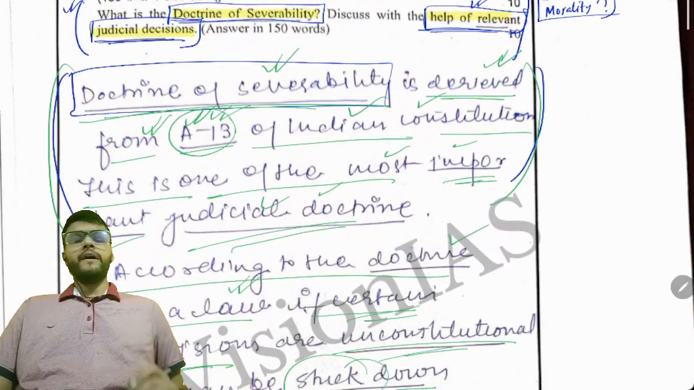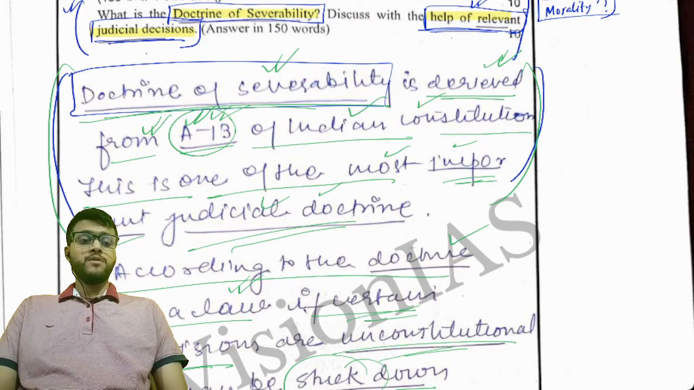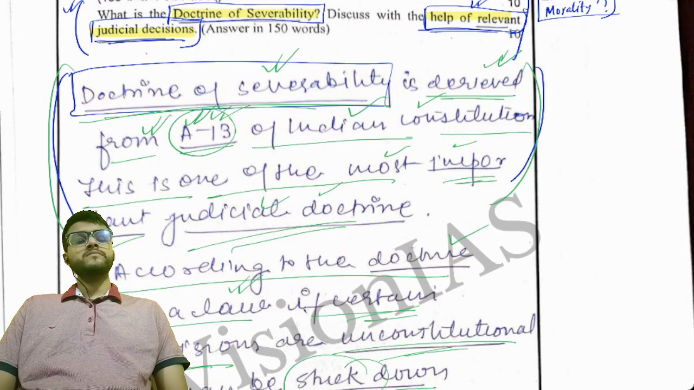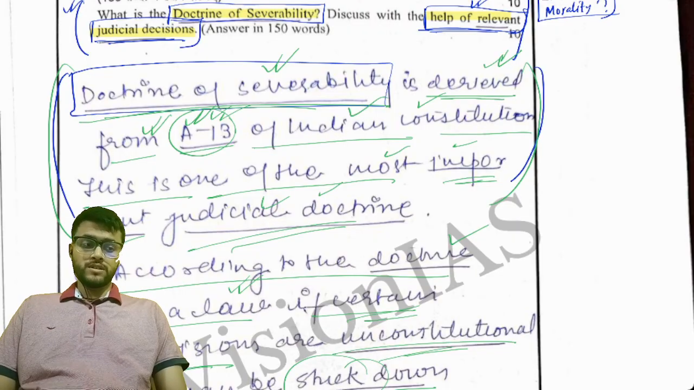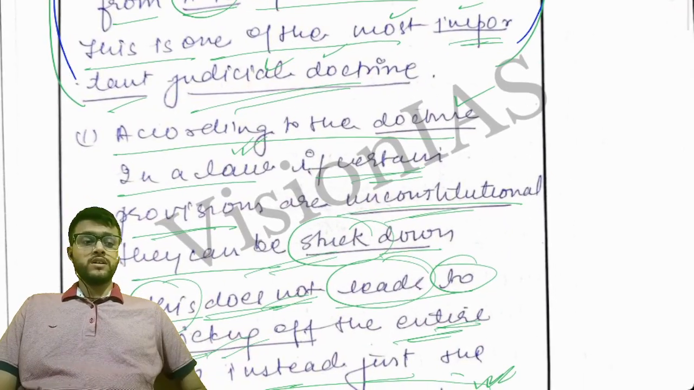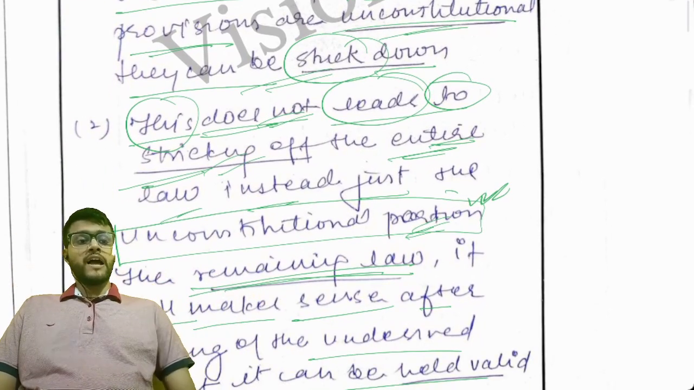Here is the defined article where it is mentioned: the doctrine of severability is derived from Article 13 of the Indian Constitution, and this is one of the most important judicial doctrines. According to the doctrine, in a law, if certain provisions are unconstitutional, they can be struck down, and this does not lead to striking down the entire law, instead just the unconstitutional portions.